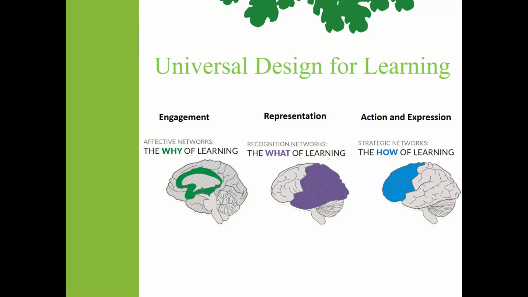So then we have representation. So that's kind of the what of learning. What am I learning? So learners differ in the ways that they perceive and comprehend information that is presented to them. For example, those with sensory disabilities, this could be blindness or deafness, learning disabilities, example dyslexia, language or cultural difference, and so forth, may all require different ways of approaching content.